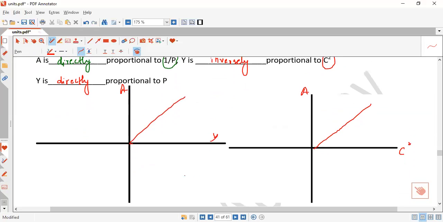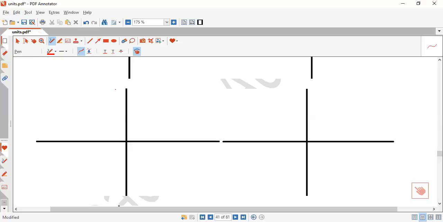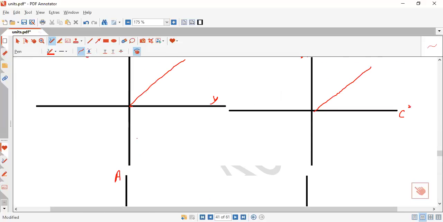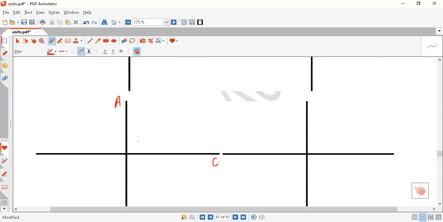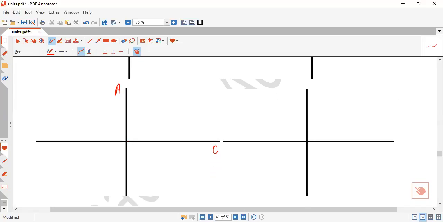And what about the A and c graph? Yes, Hamza, A and c graph. It is going to be what? The A and c square graph is like this. So what about A and c? I think it's going to be a curve. Curve. A positive, increasing gradient curve. Very good.